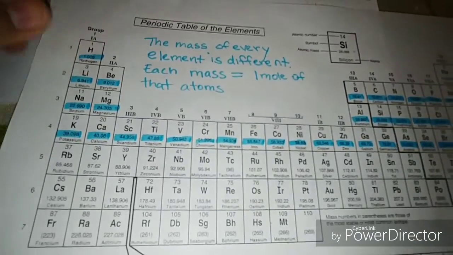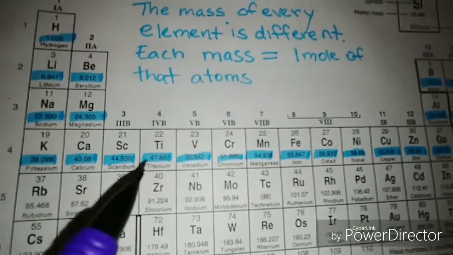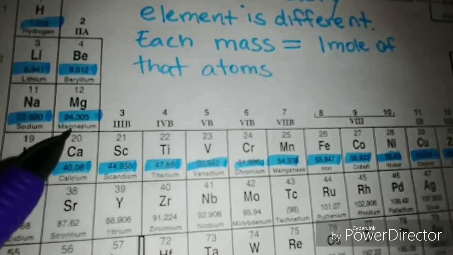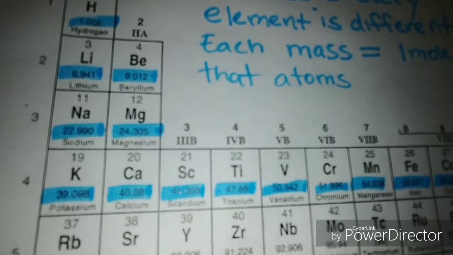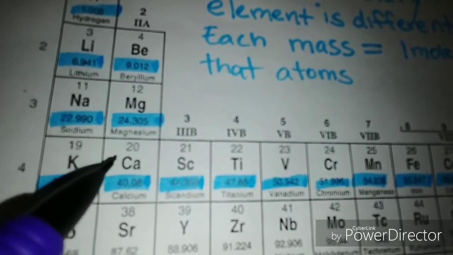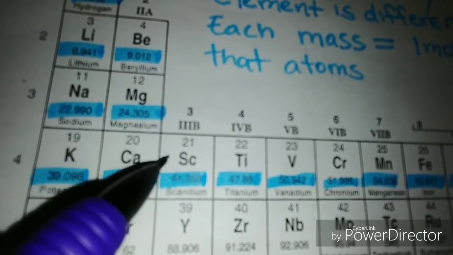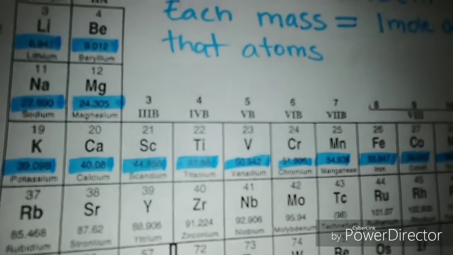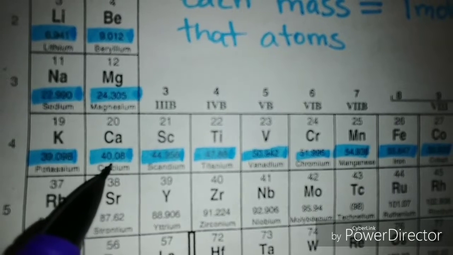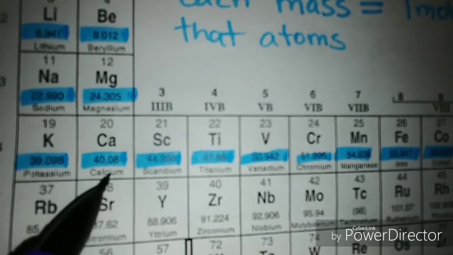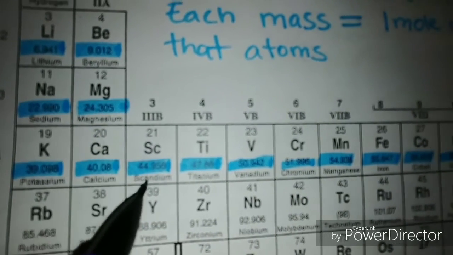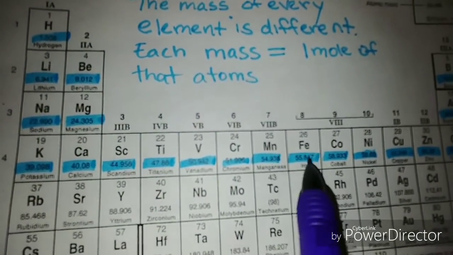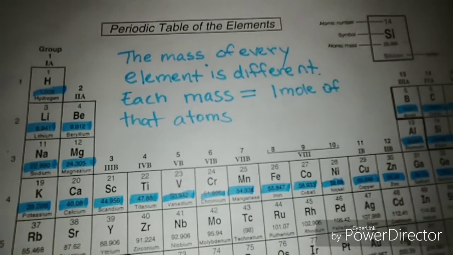So I highlighted a few of them. As you can see here, this represents the mass. For example, 1 mole of magnesium would be equal to 24.305 grams. Here we could say that 1 mole of calcium would be equal to 40.08 grams. Each of these is specific to the element, and they're all going to be equal to 1 mole.